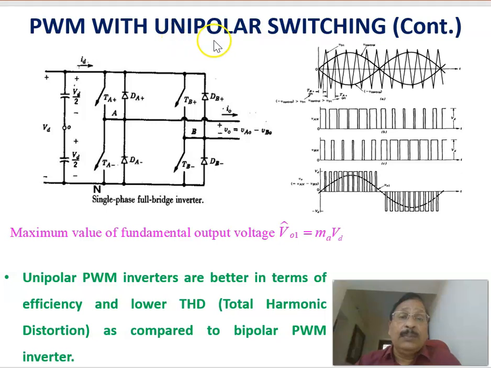Now continuing the PWM with the unipolar switching, as we have seen, this is a circuit topology, same as the previously discussed one, and this is the control voltage plus control, and this is equal to minus control, that is compared with the same triangular signal as per the control law.